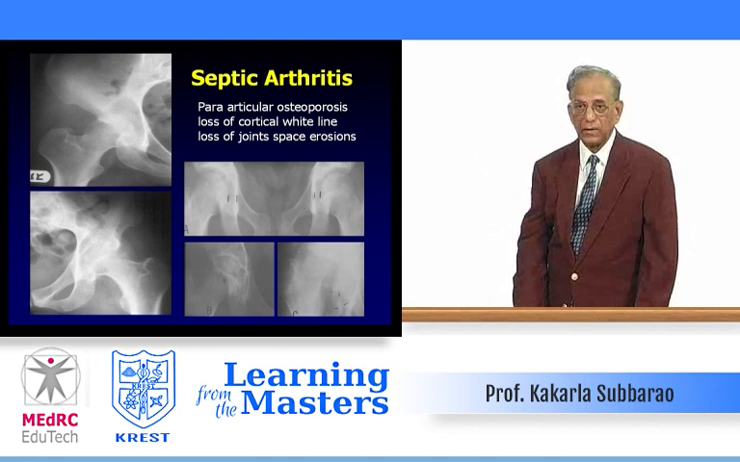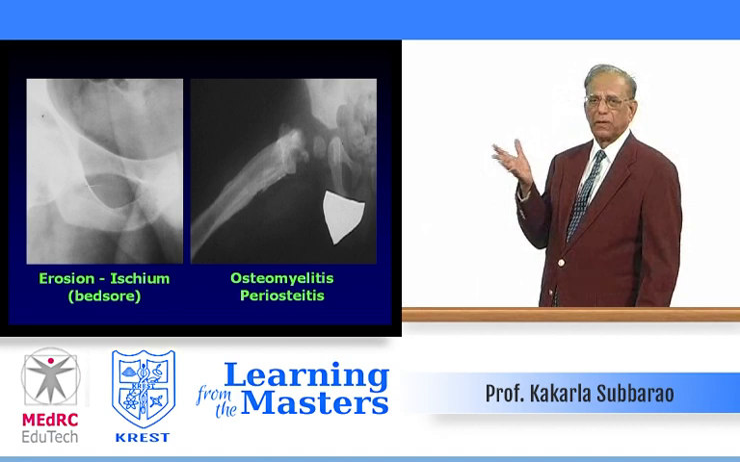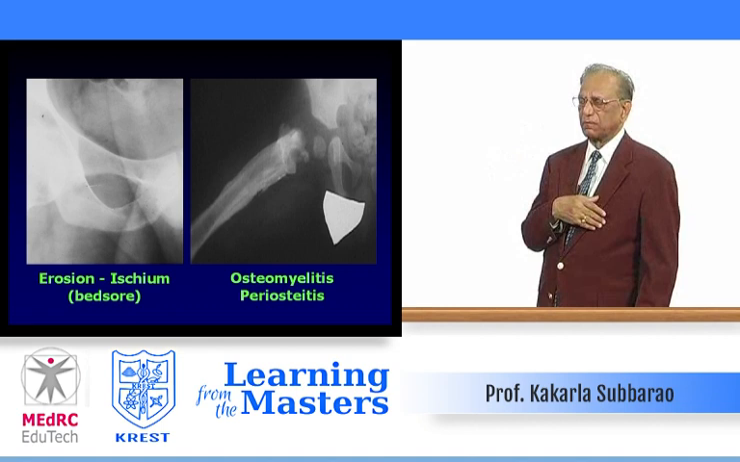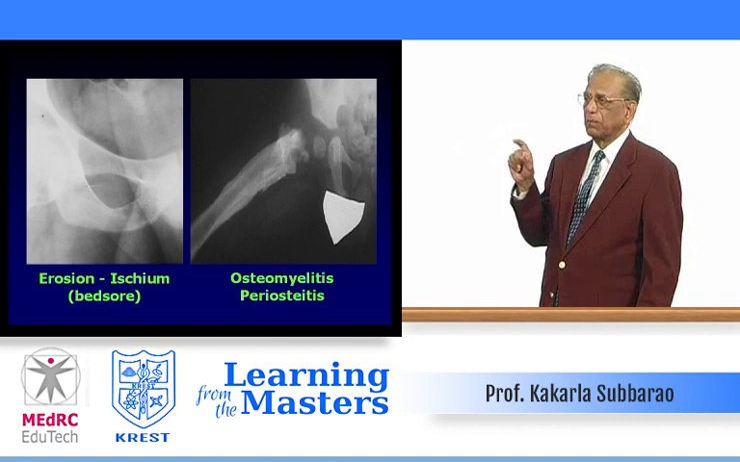Ischial erosion. Often bedridden patients can get bed sores, and secondarily the erosion of the ischium can occur. And osteomyelitis on your right-hand side in a child, look at the osteomyelitis of the proximal end of the femur with sclerosis, periosteal reaction and displacement of the head of the femur.